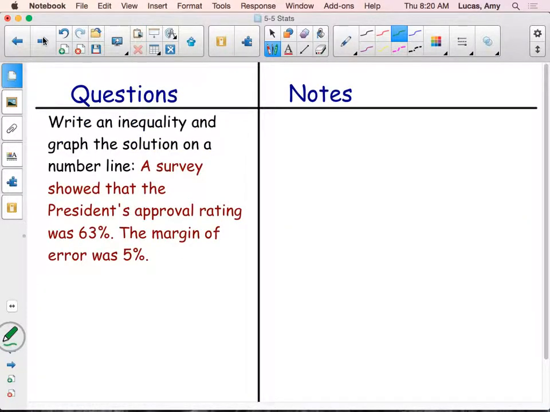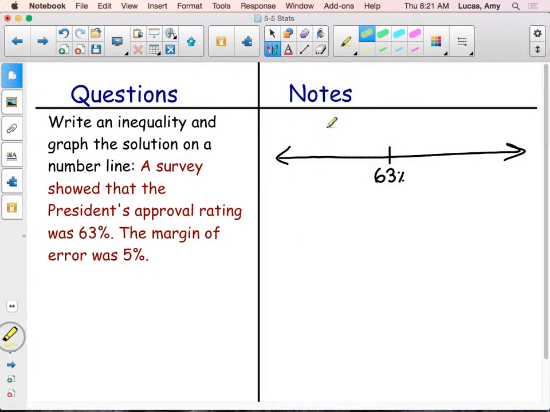Okay, now we're going to write an inequality and graph the solution on a number line. A survey showed that the president's approval rating was 63%. The margin of error was 5%. Okay, so the approval rating was 63%. But the margin of error, what that means is that it could have been off by 5%.